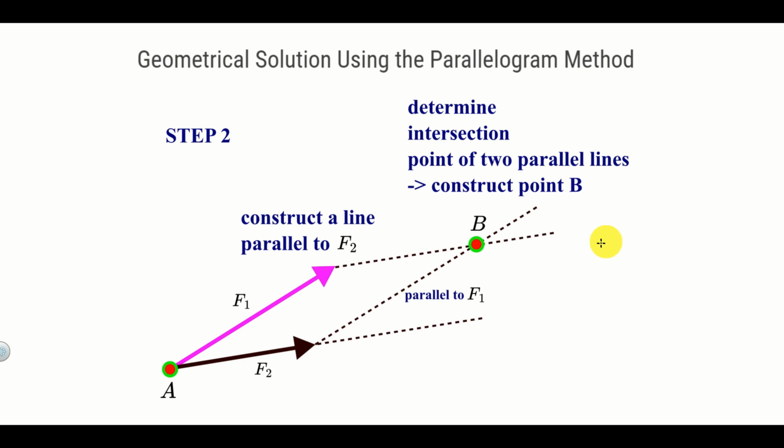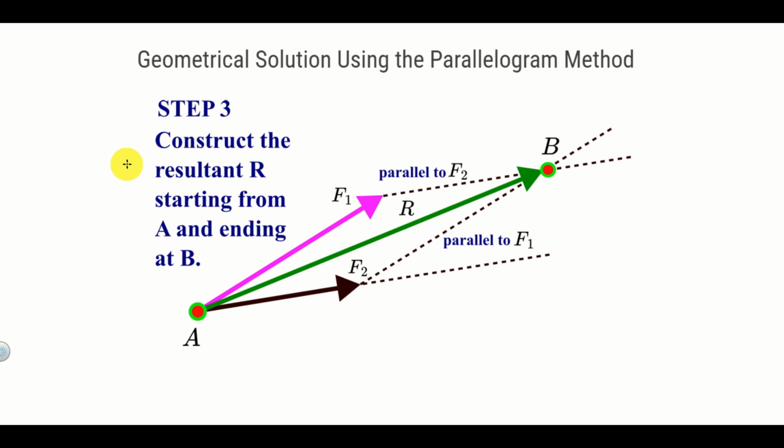Then, in the next step, we construct a line that's parallel to F2. Here's the force F2, and the dashed line is its action line. We construct a line starting from the end of force F1, and this line should be parallel to the force F2. And here's the line. That is, this line is parallel to the force F2. Then we determine the intersection of the two constructed lines, that is, the intersection of this line that's parallel to F1 and this line that's parallel to F2. And the intersection point is denoted by the point B on this graph.